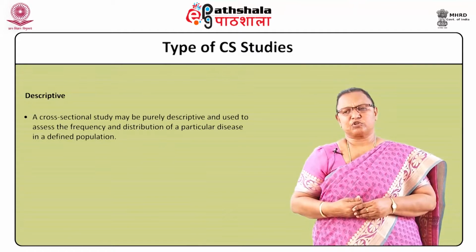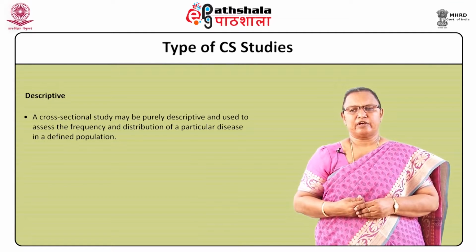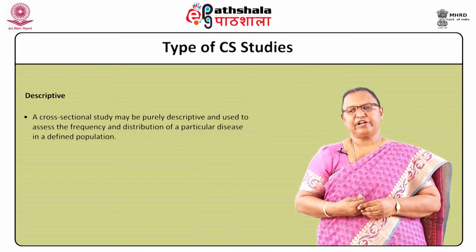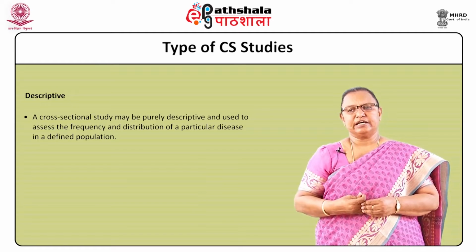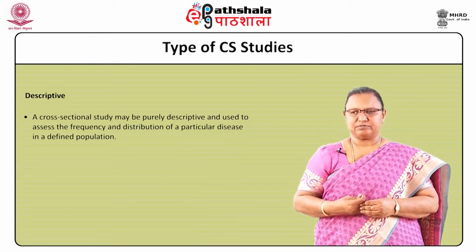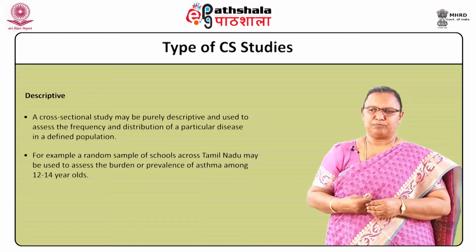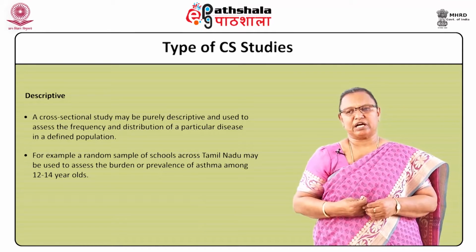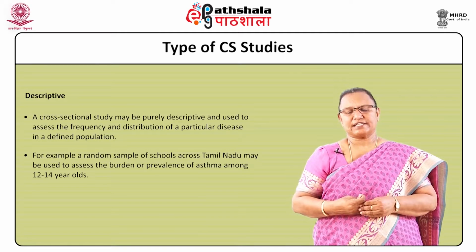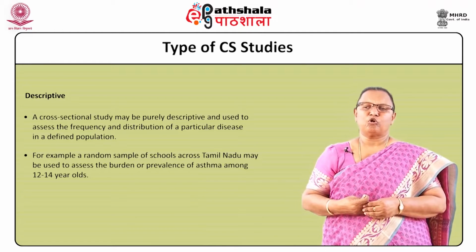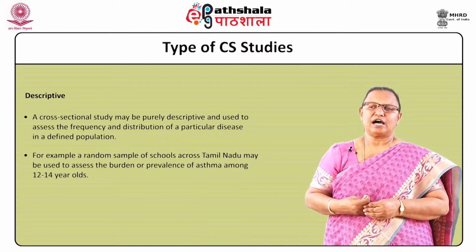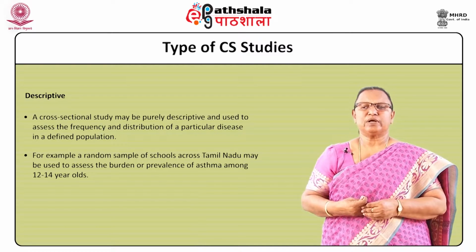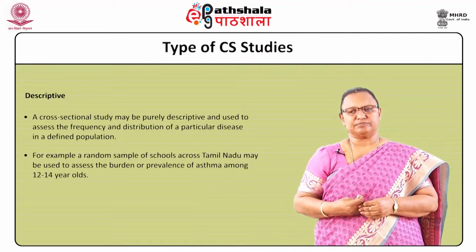In the descriptive cross-sectional study, you may assess the frequency and distribution of a particular disease in a defined population. For example, a random sample of schools across Tamil Nadu may be used to assess the burden or prevalence of asthma among 12 to 14-year-old children.